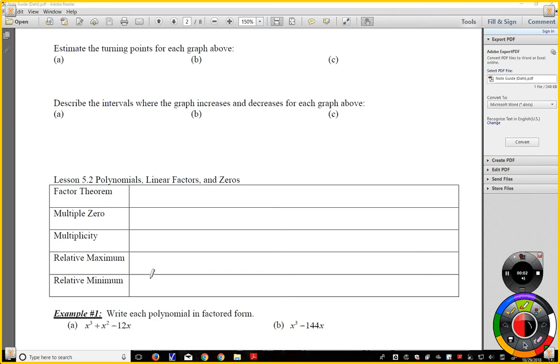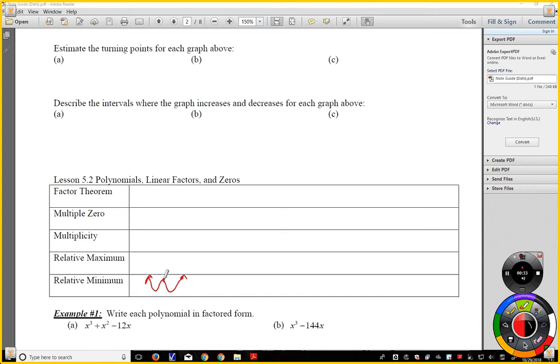So the vocab here. We talked about relative maximum and relative minimum on Friday, and those are basically any of the turning points of the graph. Okay? So when you see a graph, and let's say that it goes like this, this graph has no maximum, but it still has a relative maximum right here. Anything that's a turning point that behaves like a maximum or a minimum would in a parabola is a relative maximum or minimum. Okay?